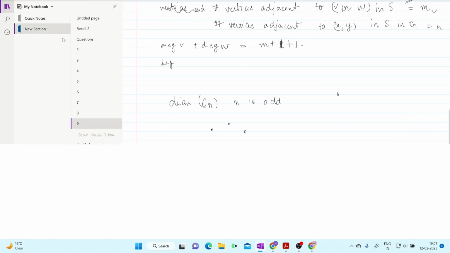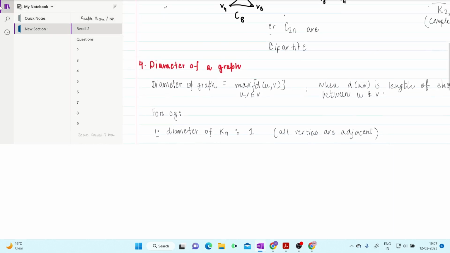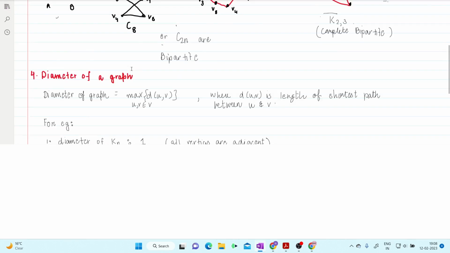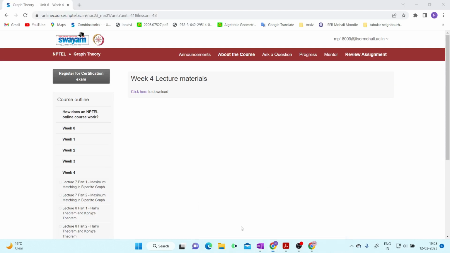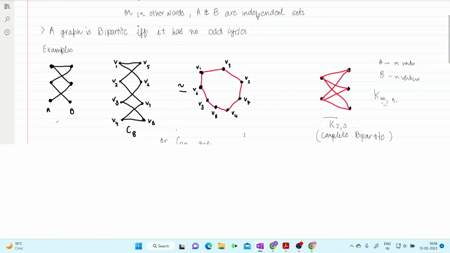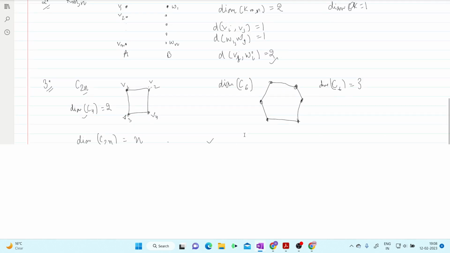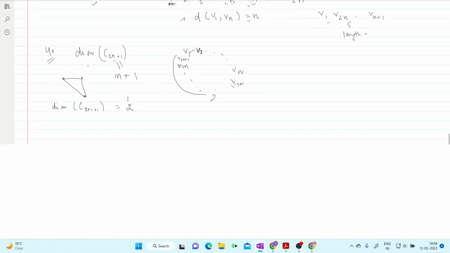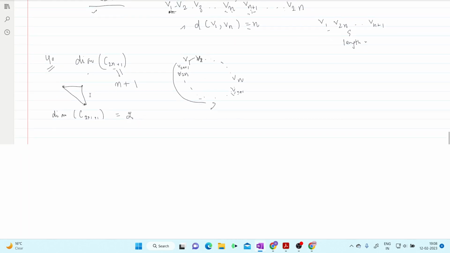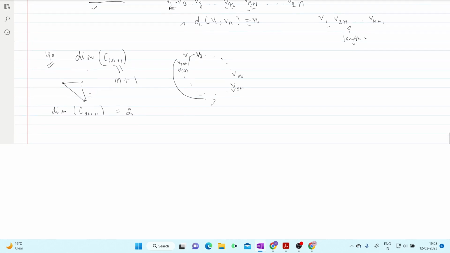We have already discussed this. Sorry, only half of my screen is okay. The diameter of an odd cycle was coming out to be n plus one. What if you have 2n plus 1? If n is two, then it is C5, right? Then the diameter will be 3.